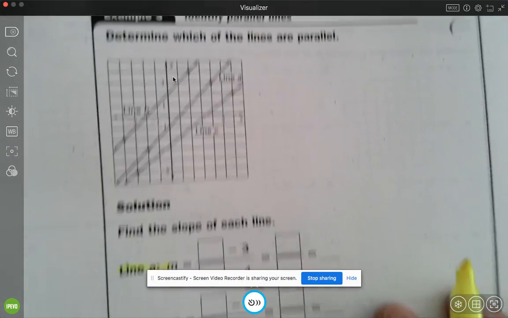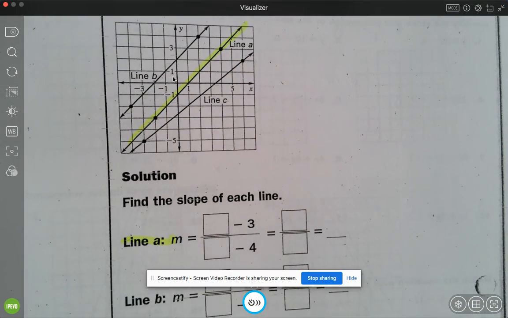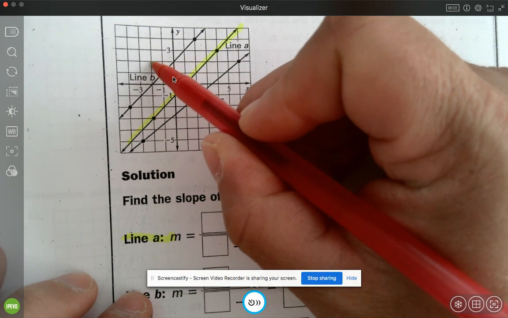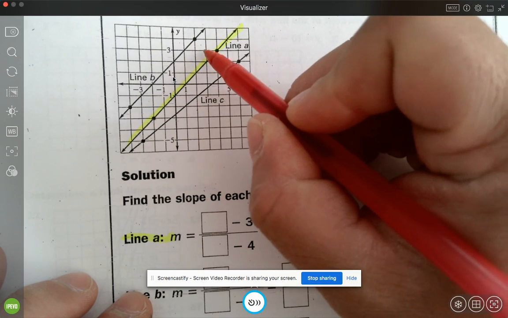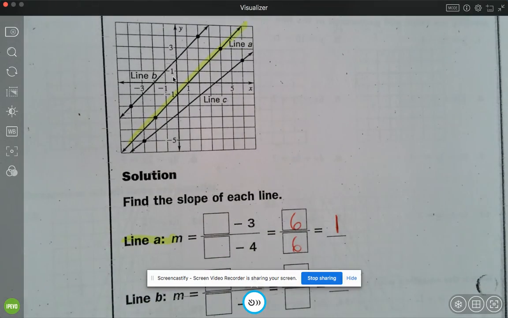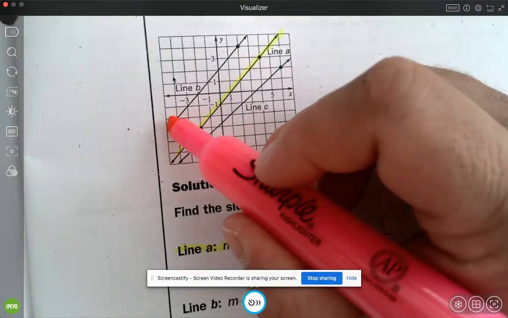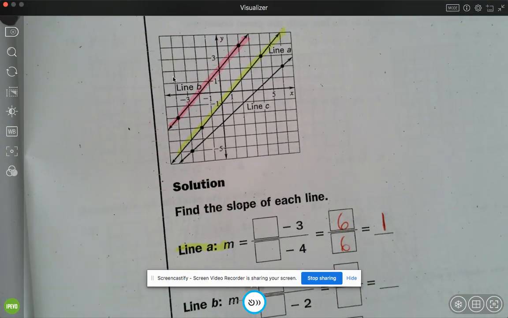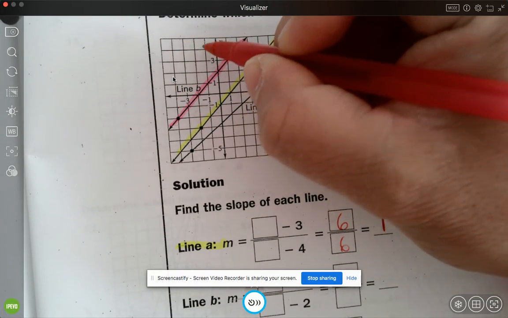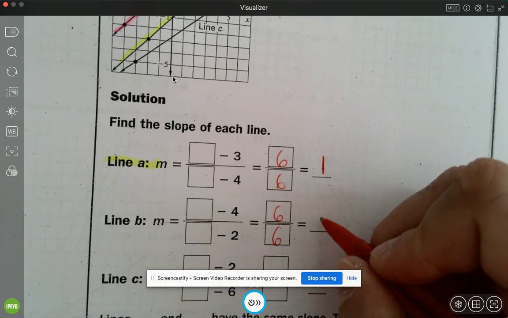So line A is this line here. Okay, so I'm just going to do rise over run. So I'm going to go up 1, 2, 3, 4, 5, 6 over 1, 2, 3, 4, 5, 6. So I'm just going to put this slope as 6 over 6, which equals 1. Okay, let's check out the next slope for line B. So line B, I will do in pink. I'm going to check out that slope, rise over run. 6 over 6. The slope is 1 again.